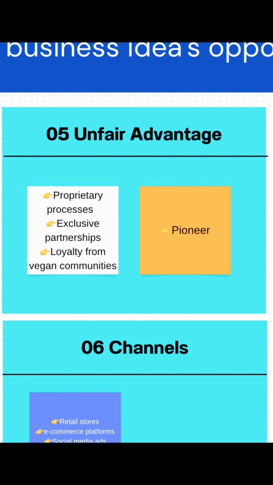Finally, identify what sets you apart and is difficult to replicate. For our startup, this could be a proprietary method for producing soybean cheese with superior taste, or exclusive partnerships with sustainable soybean farmers. Strong brand loyalty among vegan communities could also help. This form of unfair advantage strengthens your position in the market and makes it hard for competitors to replicate your success while enabling easy penetration into the market.